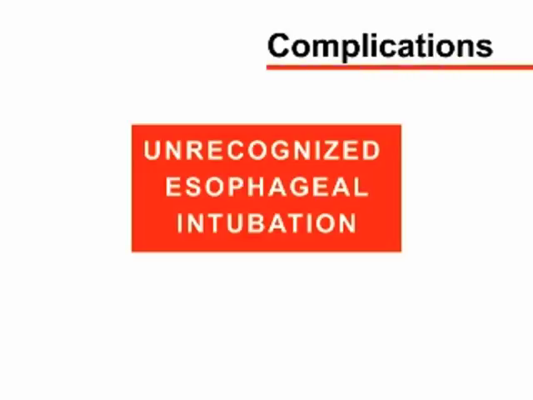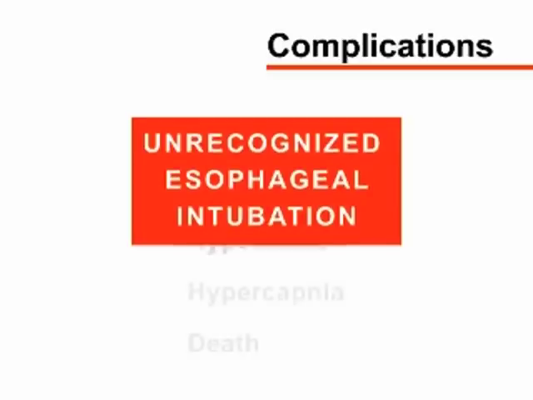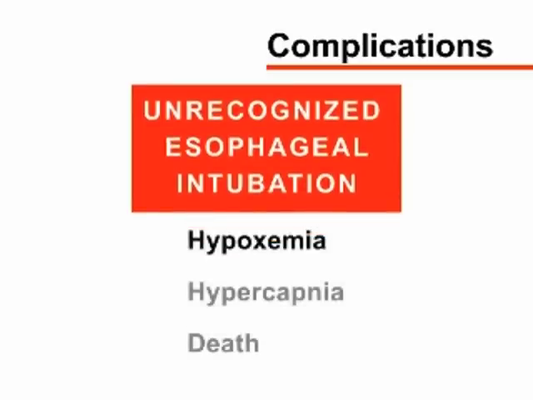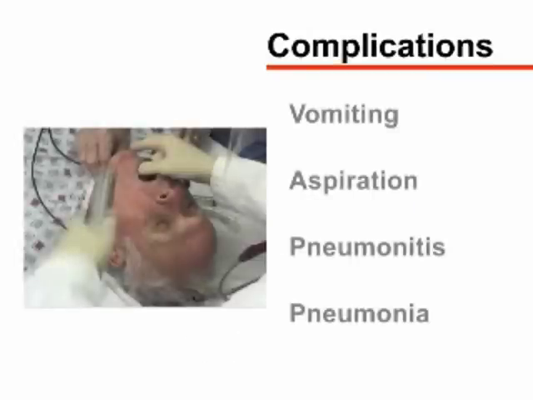The most serious complication of endotracheal intubation is unrecognized esophageal intubation, which may lead to hypoxemia, hypercapnia, and death. Laryngoscopy can provoke vomiting and aspiration of gastric contents, causing pneumonitis or pneumonia.